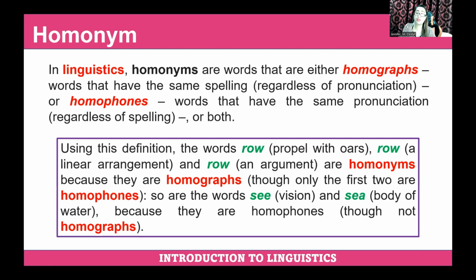So, kanina binigay ko sa inyo ang definition ng homophone. Parehas ng pronunciation, magkaiba ng meaning at ng spelling. Ito namang homograph, parehas ng spelling pero maaaring tulad din ng pronunciation or iba ng pronunciation. Okay, so ito yung example natin. Ang homonym. So, general term po yun. Using this definition, the words row, propel with oars, row, a linear arrangement, and row, an argument, are homonyms because they are homographs. Alam niyo na ang homographs magkakatulad ng spelling. Though only the first two are homophones.